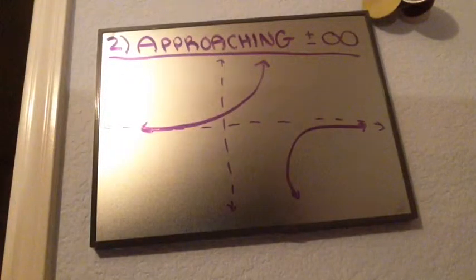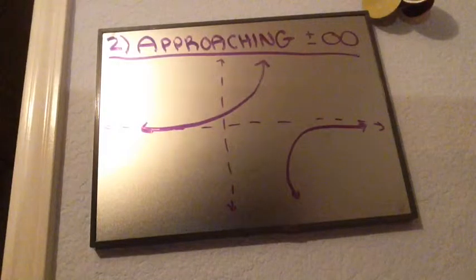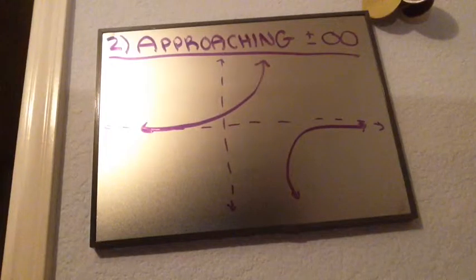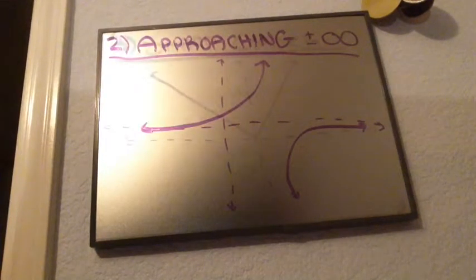Now, the second reason your derivative may not exist is if your function is approaching positive or negative infinity. We can see here that this function branches out to both positive and negative infinity at the same point. Since those left and right derivatives are unequal and they're not approaching the same value, then we can conclude that that derivative does not exist.